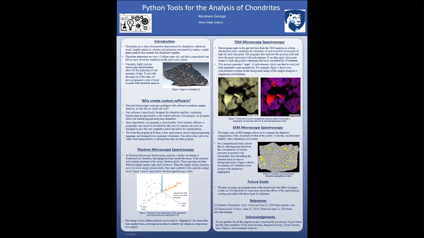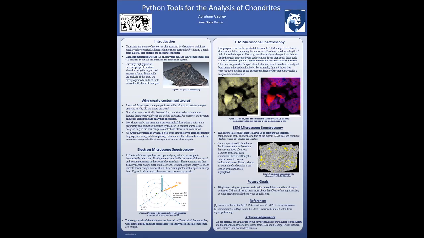The reason we're interested in studying this type of meteorite is because they are some of the oldest materials in our solar system, at over 4.5 billion years old. This makes them extraordinarily helpful for trying to understand the conditions that occurred during the formation of our solar system.